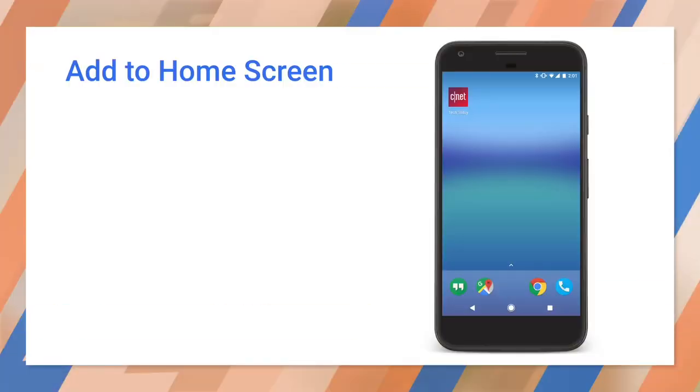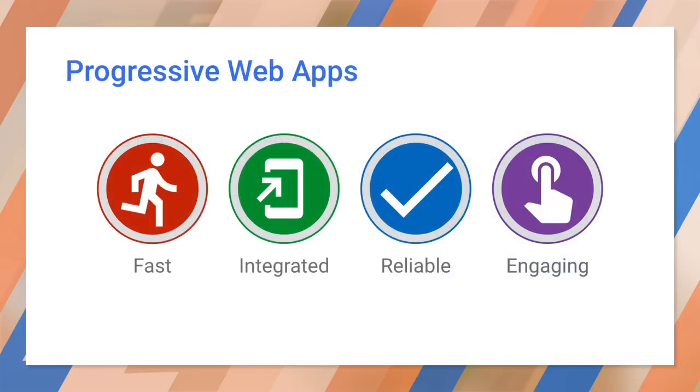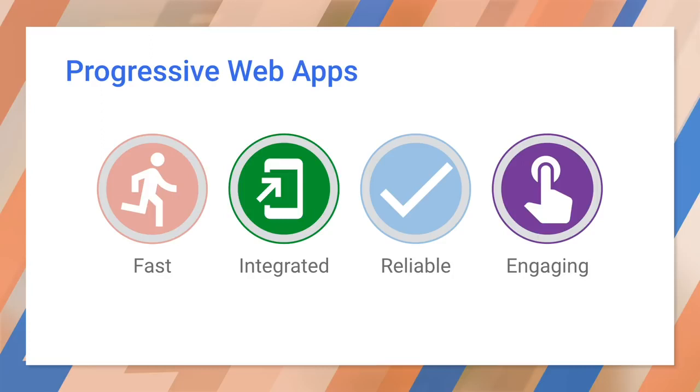Since a PWA begins on the web, your customers could create a bookmark in the browser. But since a PWA is meant to be as convenient as a native app, it can have an icon on the home screen. In the past year, 80% of PWA users intentionally moved an app to their home screen. It's incredibly useful. If you remember the first talk, Sam mentioned FIRE, fast, integrated, reliable, and engaging apps. Adding an icon to the home screen falls into the OS integration and engaging categories.